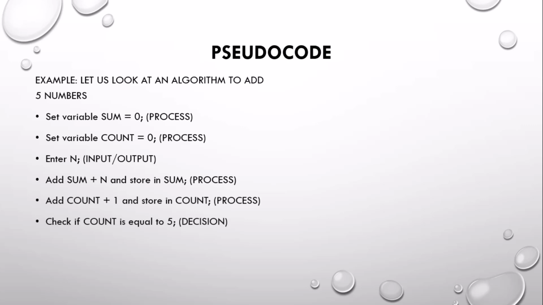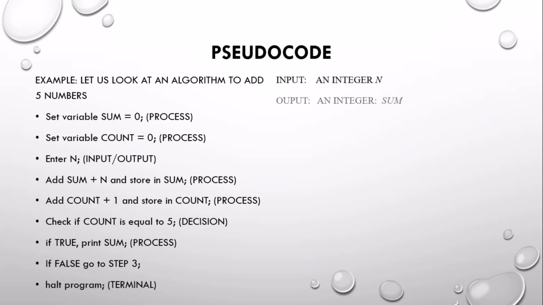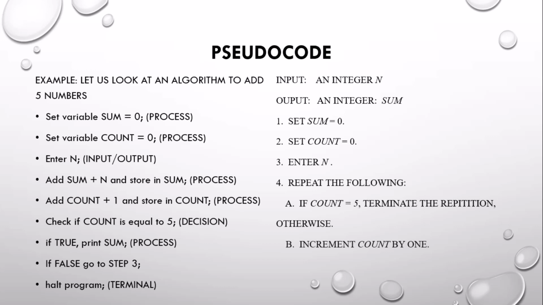We'll check if count is equal to 5. If true, we'll print the sum. If false, we'll go to step 3. And finally, we'll halt the program. The following pseudocode instructions are generated. This is how we can solve this problem using pseudocode.